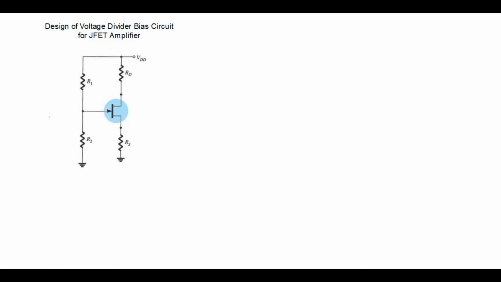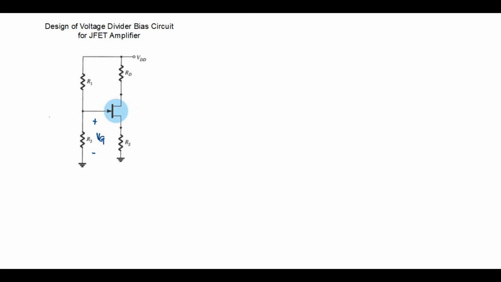In this video we are going to see the design of voltage divider bias circuit of JFET amplifier. So I have taken the circuit here. The circuit of voltage divider bias based JFET amplifier is shown here, and we have already discussed the nature of the circuit. Here we are supplying VDD, and if you are considering the voltage divider circuit, the voltage at this point can be written as VG, for example.